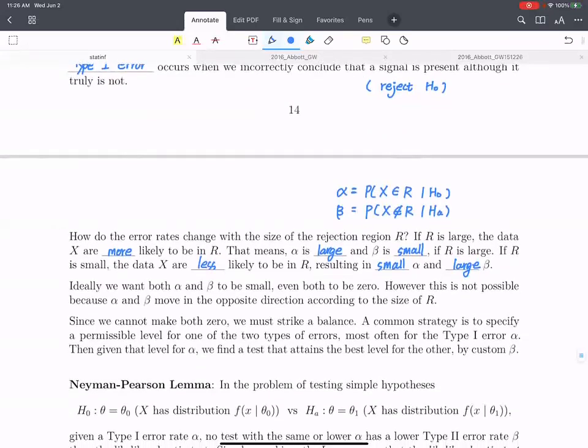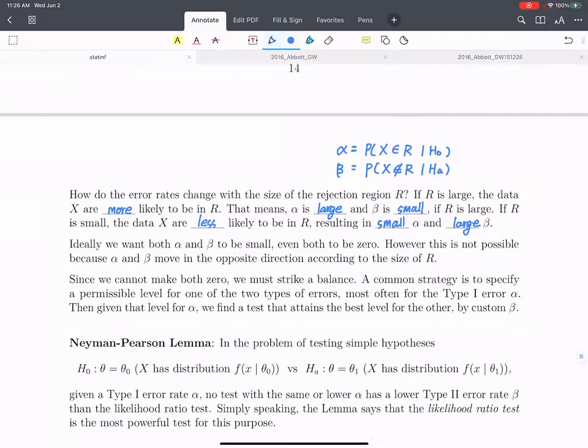So what we do in practice is to fix the upper limit of one of them, and we try to minimize the other. In practice, we fix the type 1 error rate. We typically set the upper limit of the type 1 error rate, and we try to minimize the type 2 error rate. And the likelihood ratio test will be the best in terms of that criterion.